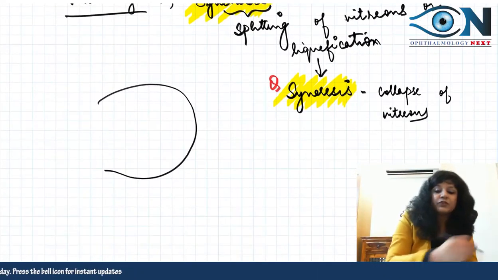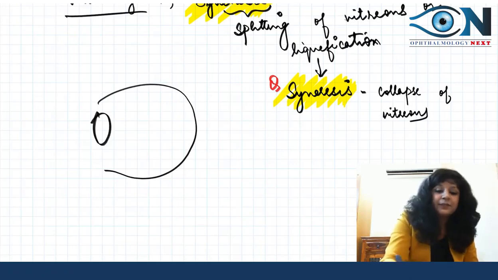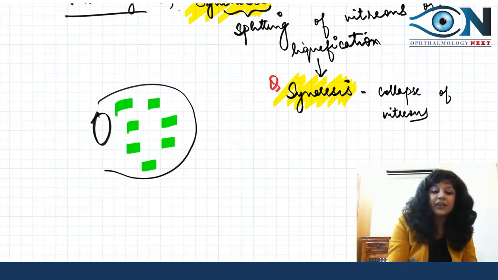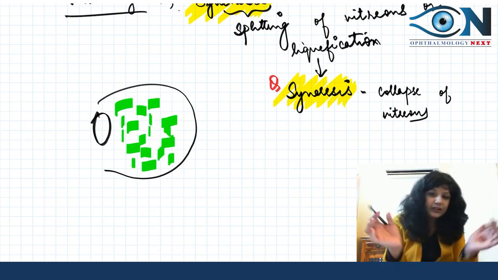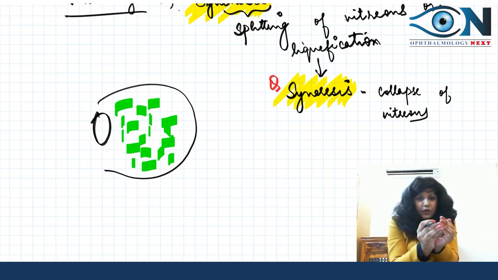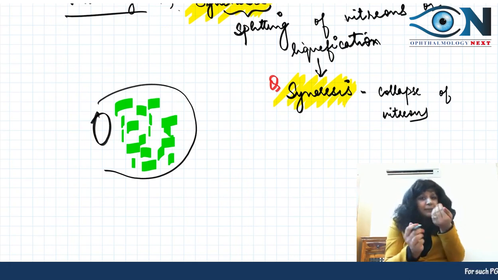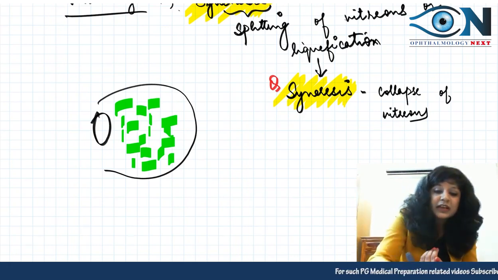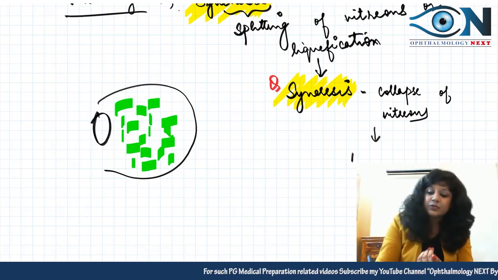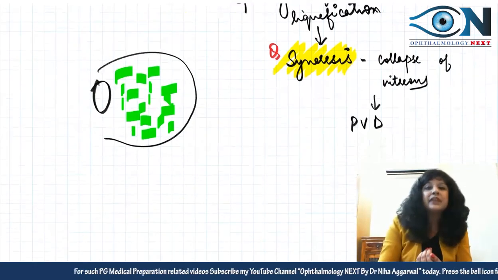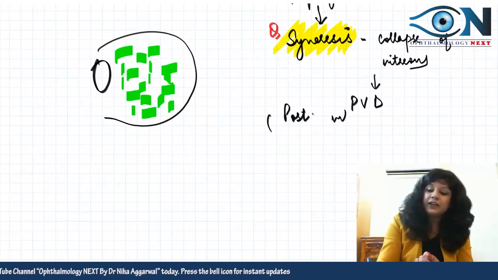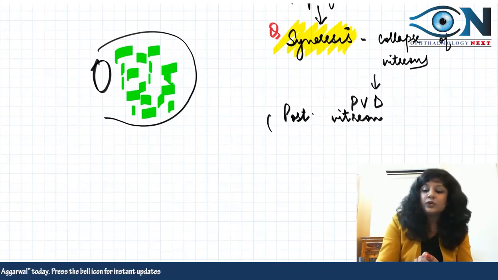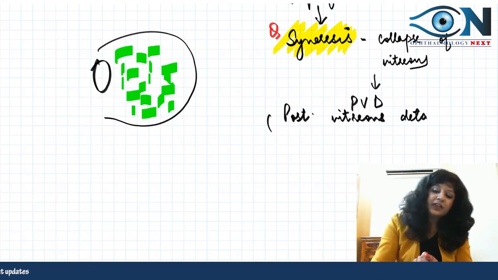Suppose this was your vitreous cavity, this was the lens here, and here we were having this vitreous gel-like, right? So it has gone liquefied like this, and now it is collapsing here. So what it will do, it will start separating from the retina. So this can actually lead to the PVD. What is PVD now? This is your posterior vitreous detachment. So there can be posterior vitreous detachment.